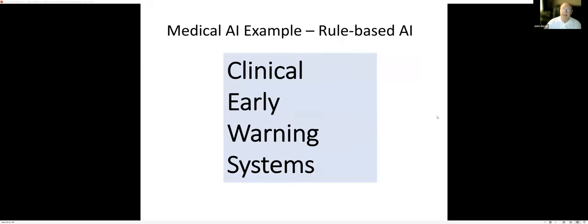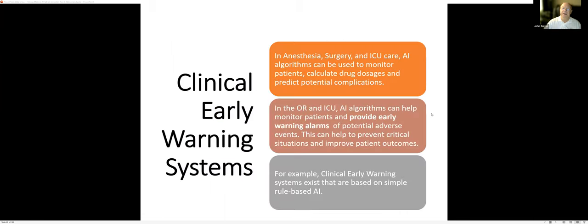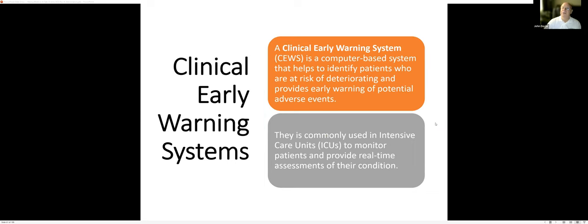Okay. Well, let's take a look at some examples of rule-based AI, because it's fairly easy to understand what's going on. Clinical early warning systems are systems which will tell you early on that you can expect trouble with this patient in a little while. So in anesthesia, surgery and ICU care, AI algorithms can be used to monitor patients, calculate drug doses, predict potential complications, and provide early warning. Early warning systems exist that are based on simple rule-based AI. A clinical early warning system is a computer-based system that helps to identify patients who are at risk of deteriorating and provides early warning of potential adverse events. They're commonly used in intensive care units to monitor patients and provide real-time assessments of their condition.